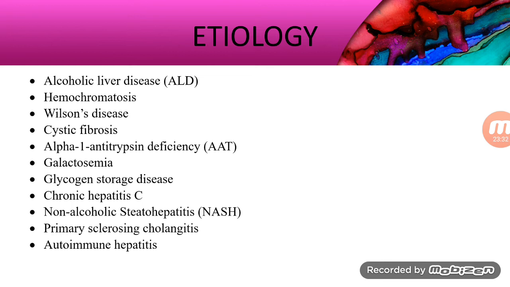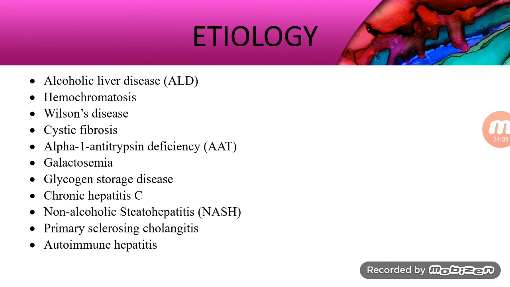Then cystic fibrosis. Cystic fibrosis is also one of the genetic inherited disorders, which damages the lungs and the digestive system. It is a hereditary disease. So because of this also liver cirrhosis can occur. Then alpha 1 antitrypsin deficiency. So this is also one of the etiological factors.